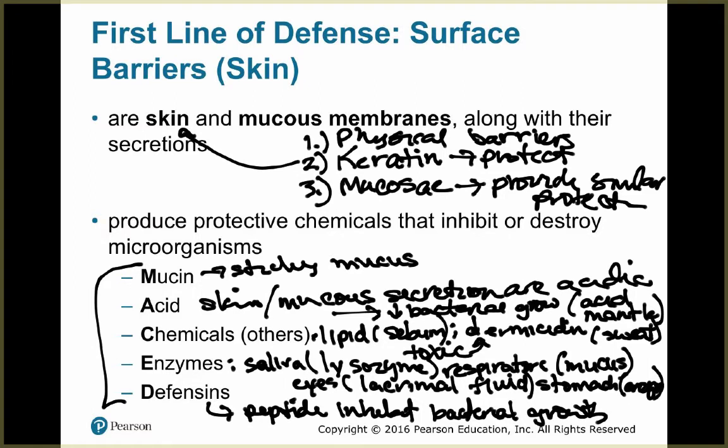So these are different protective chemicals that are produced that essentially can help protect, that first line of defense against our body.